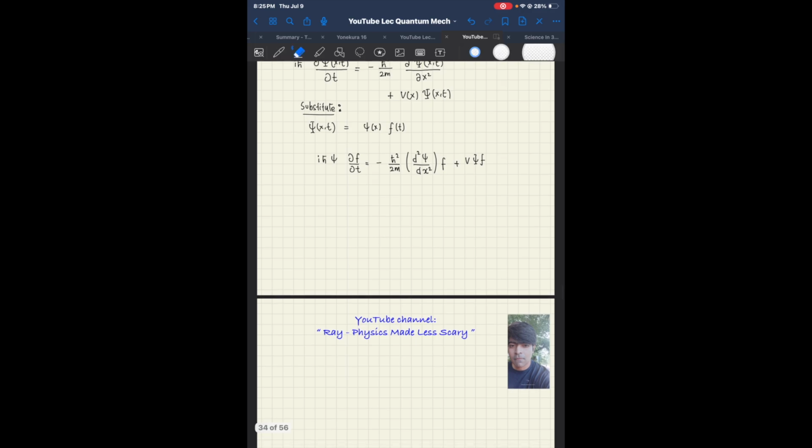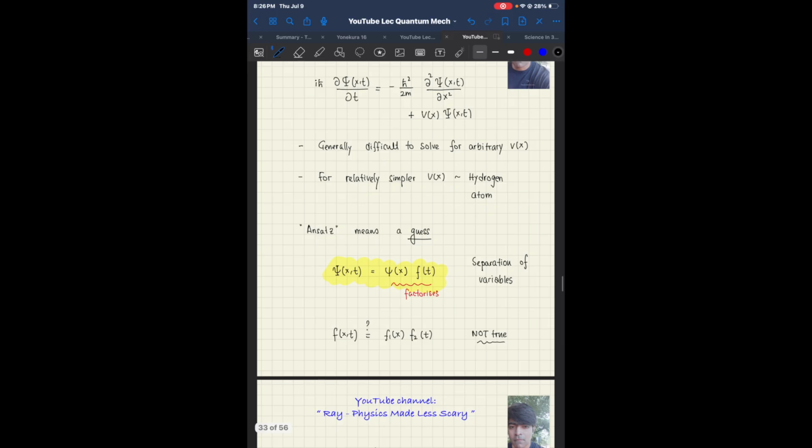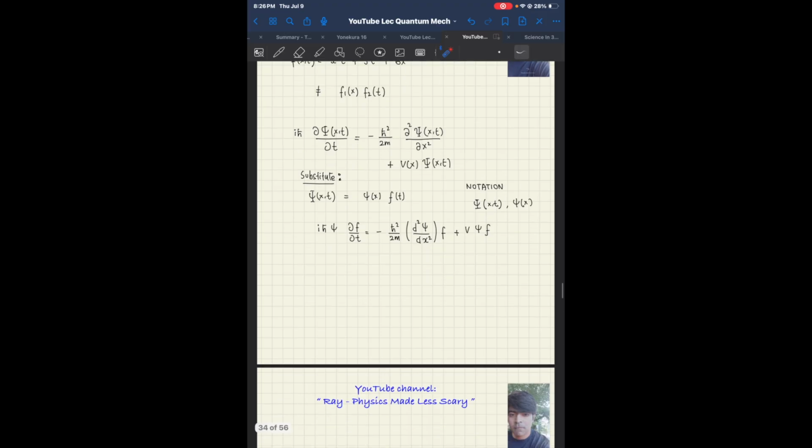Again, I need to be a bit careful about notation. Maybe I'll specify it here. Capital psi is a function of x and t, but small psi is just a function of x, right? This was your ansatz that you had chosen here. Small psi is just a function of x, and capital psi is the wave function. The actual wave function is, of course, a function of both x and t.